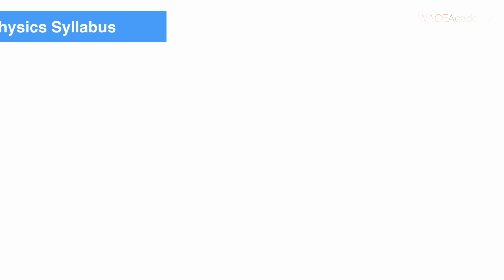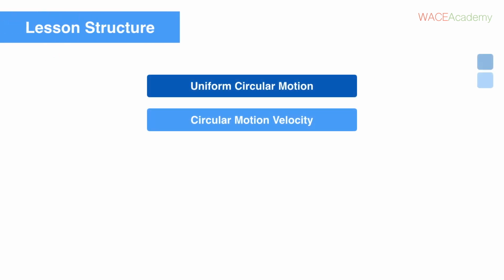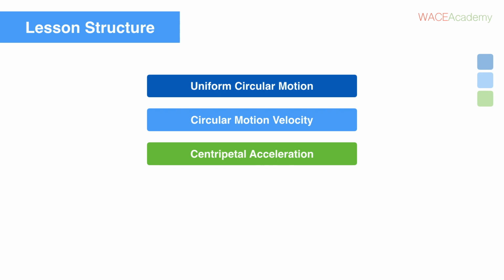This will be covering dot point number 8 of the physics syllabus, subunit gravity and motion. To begin, we'll cover uniform circular motion, and then circular motion velocity. Thirdly, we'll learn about centripetal acceleration, before ending with centripetal force.